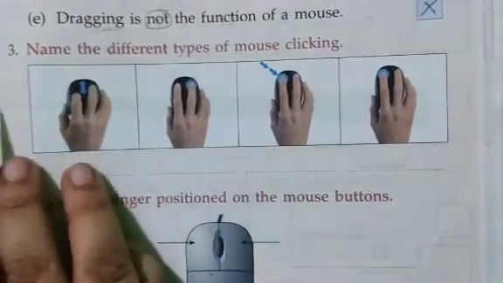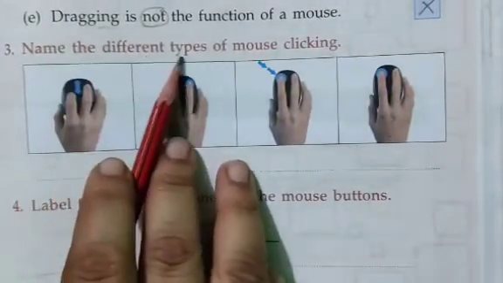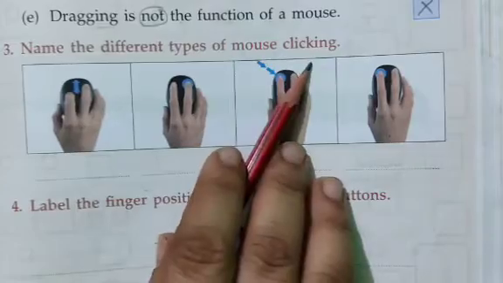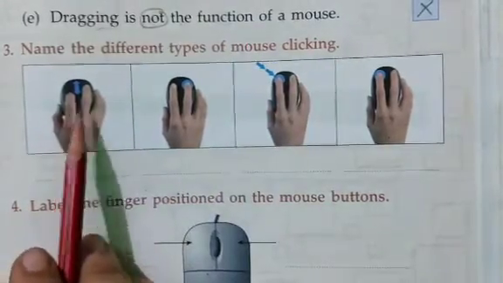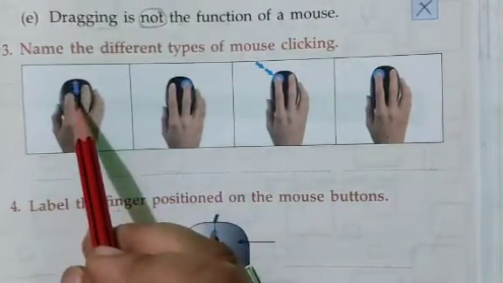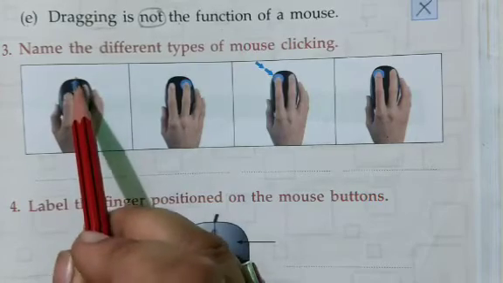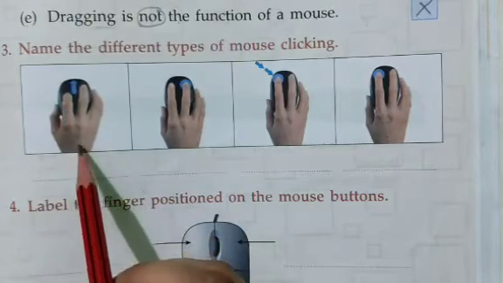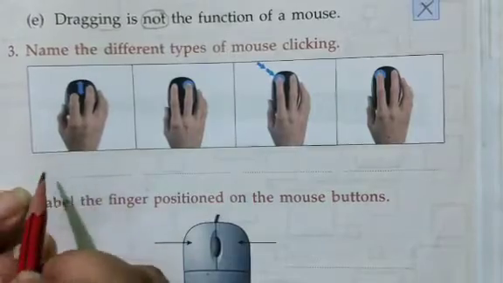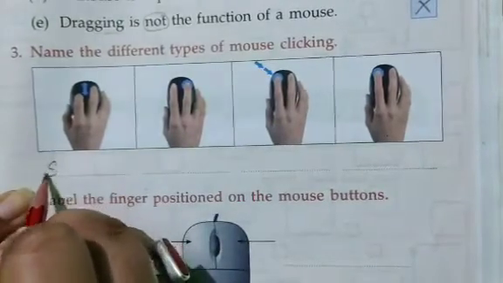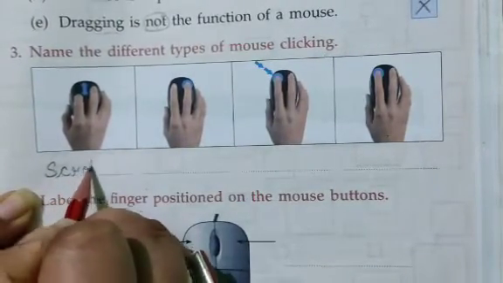Now come to the third question. Name the different types of mouse clicking. See, children, here two arrows are given over here. It means it is scrolling the scroll wheel. So which function is this? Yes, it is the scroll.